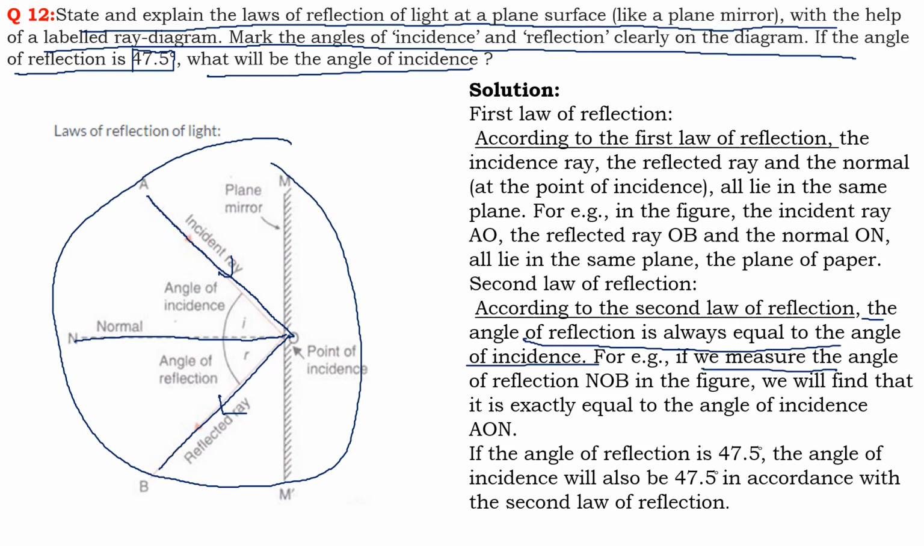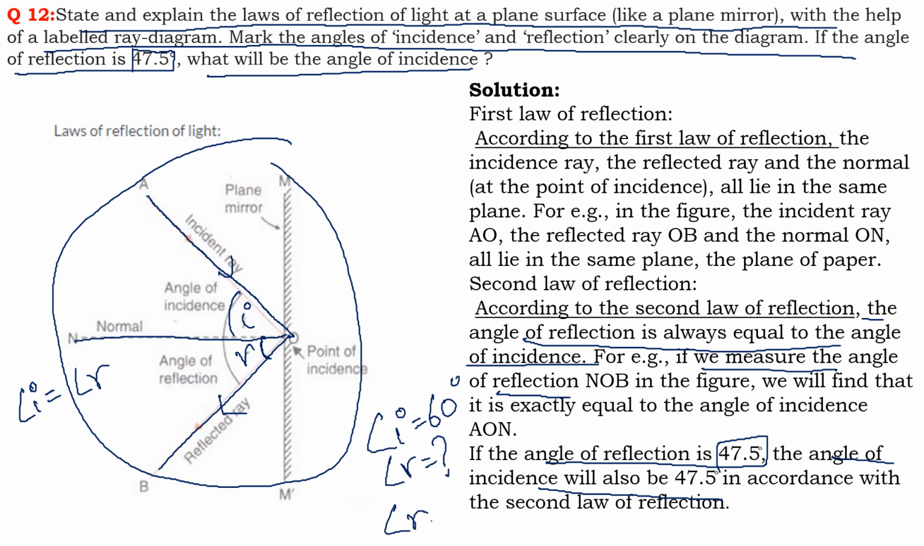If we measure the angle of reflection, that is NOB, we will find that it is exactly equal to the angle of incidence. That's why we say that angle of incidence is equal to angle of reflection. If the angle of reflection is 47.5 degrees, then the angle of incidence will also be 47.5 degrees in accordance with the second law of reflection. If I say that the angle of incidence is 60 degrees, then what is the angle of reflection? Obviously, you will say that the angle of reflection is equal to the angle of incidence, which is 60 degrees, by the law of reflection.